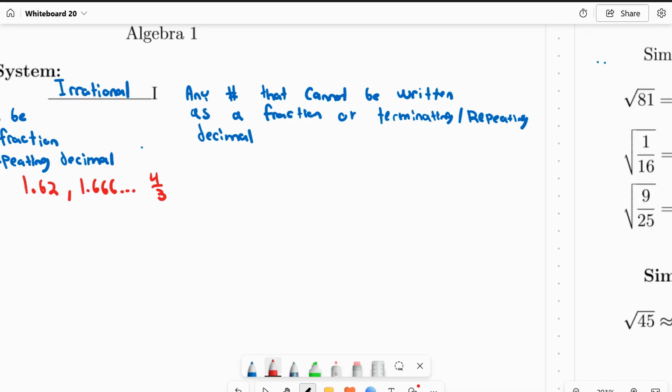So examples of an irrational number, we could have pi, which if you wrote that as a decimal would be 3.14159, so on and so forth. It never repeats, it never terminates. It's just a gross decimal. Another example of this would be the square root or cube roots of a non-perfect square or cube. So if we took the square root of 2, square root of 31, square root of 80, all of those would give you non-terminating or repeating decimals.